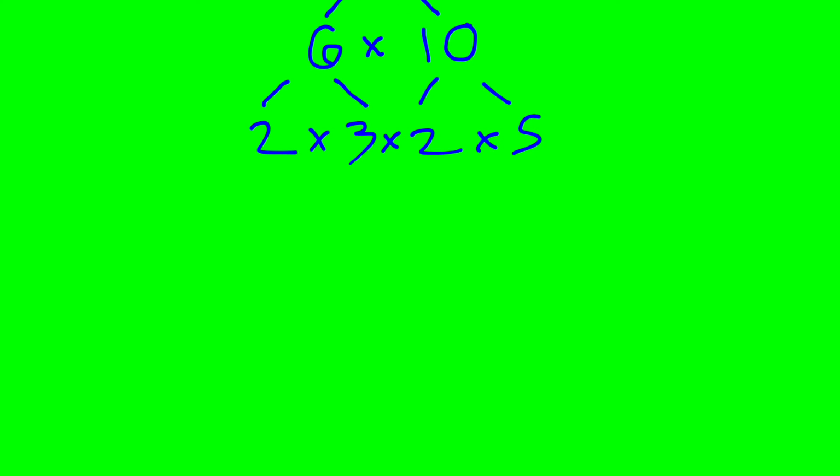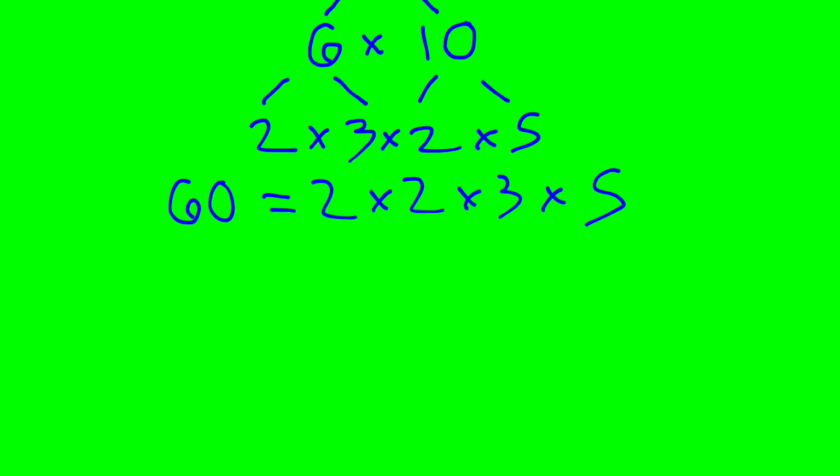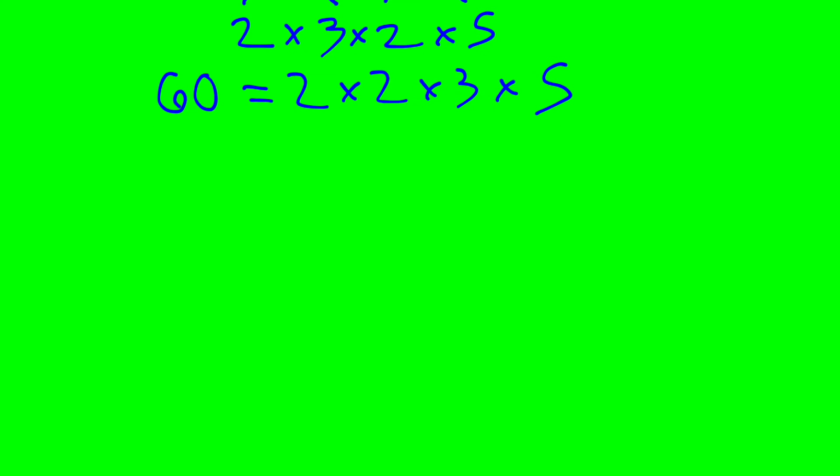Now, a lot of people write these in order from smallest to largest, so what we could say now is that 60 equals 2 times 2 times 3 times 5. That's the prime factorization of 60. That's 60 written as a multiplication of all prime numbers. Now, we can use these to get all the factors of 60. And there's a lot of them.